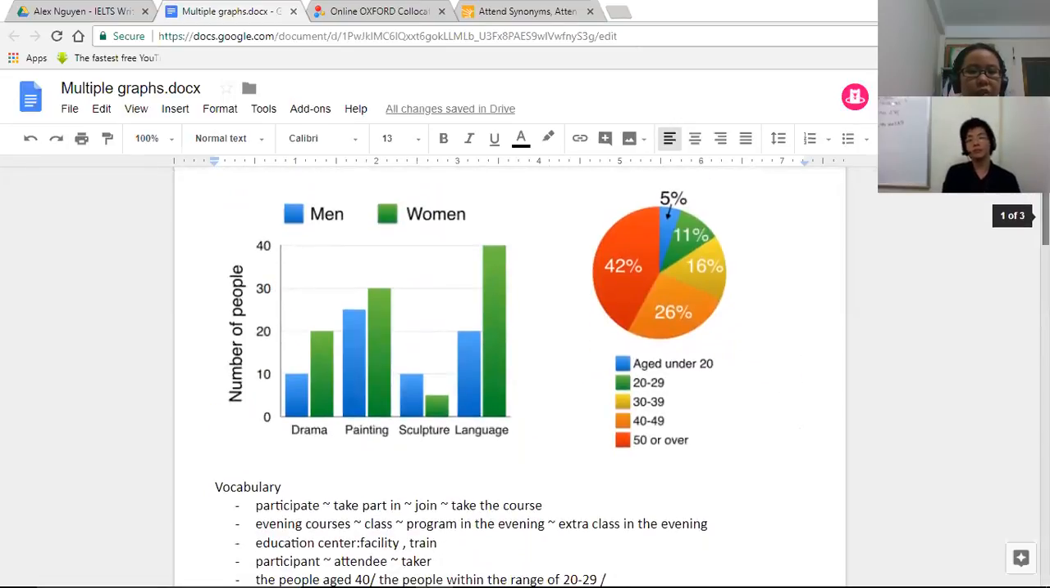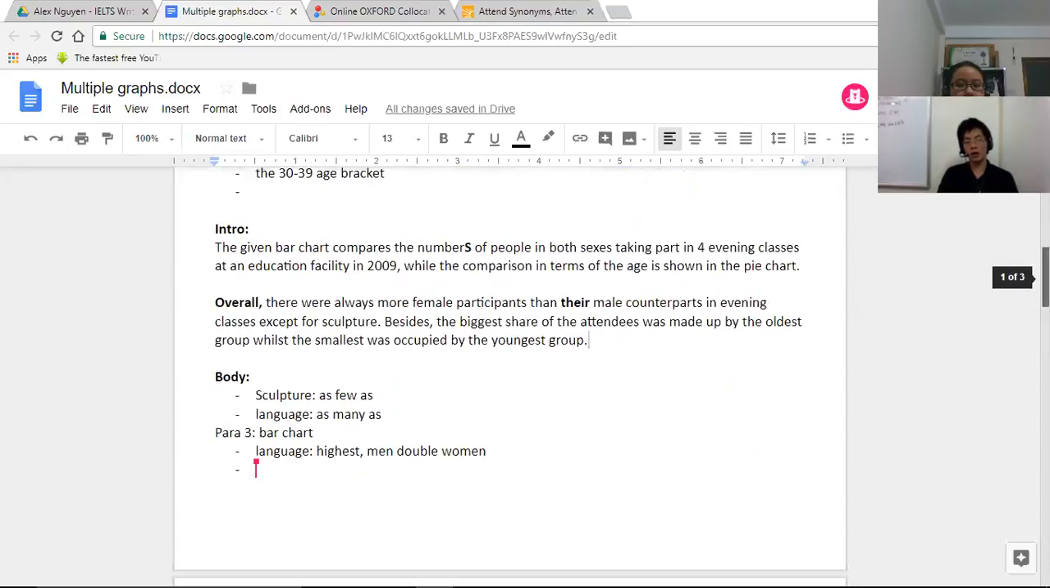Okay, let's see what we can do with the bar graph here. I will mention the language firstly, because it's the highest. And I can see the men, double, and next I would mention the drama.